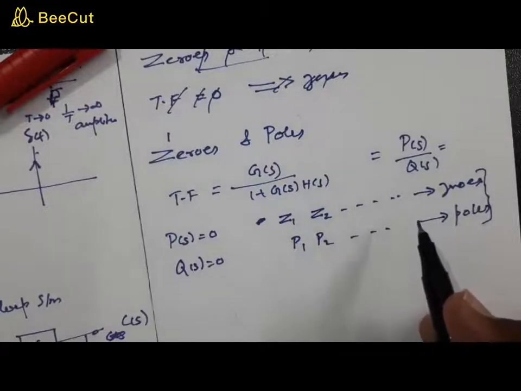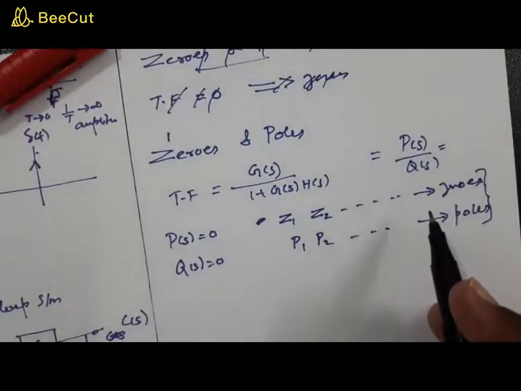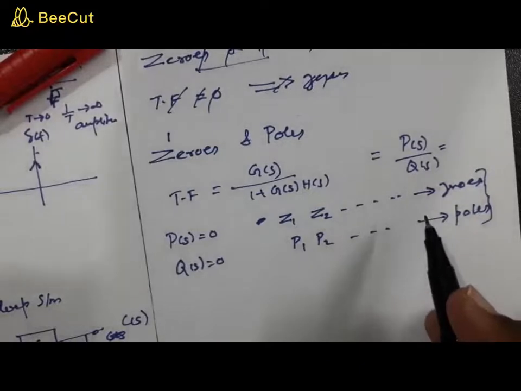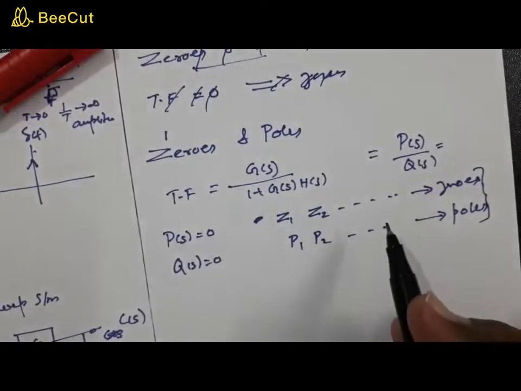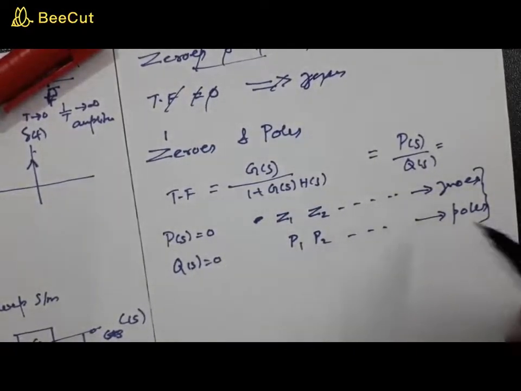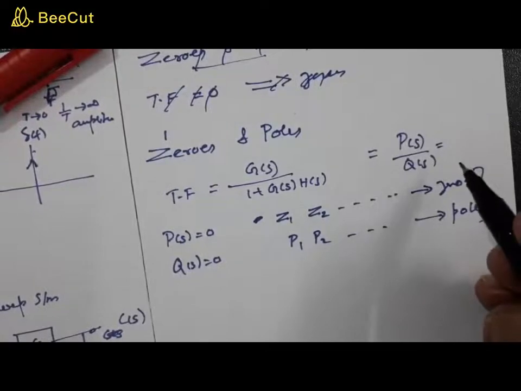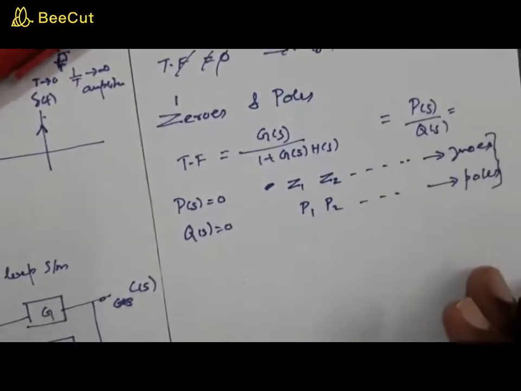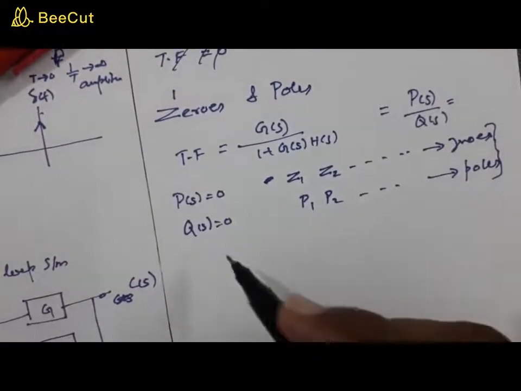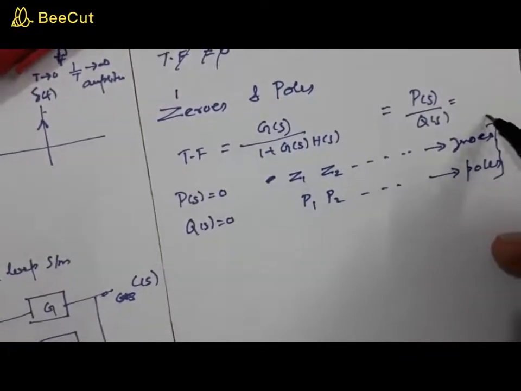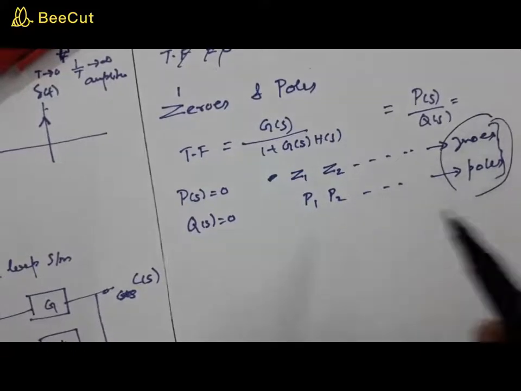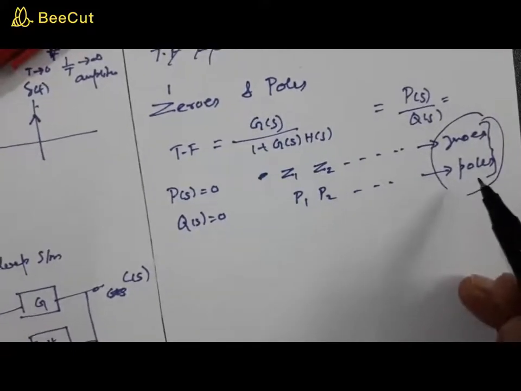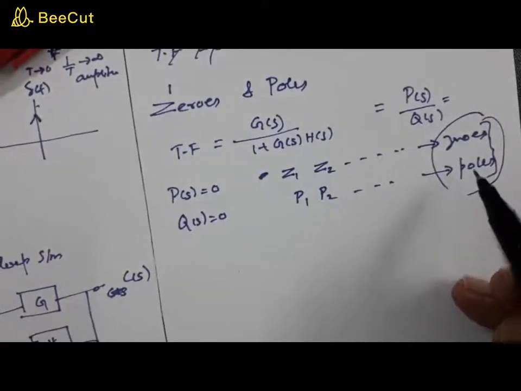Otherwise the transfer function will always be a constant, and the transfer function has to be a function of S. That means it should vary. Then only can we analyze it. The existence of zeros and poles makes the transfer function analyzable. So you can call the backbone of the transfer function, or the network function, zeros and poles. Right.